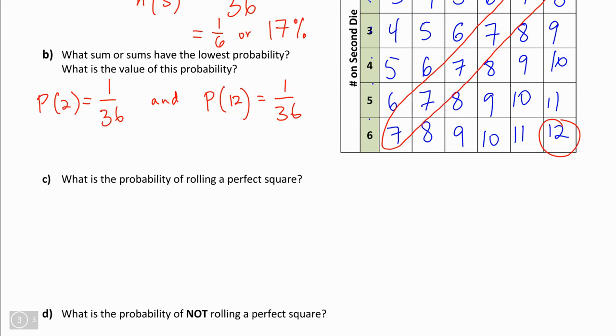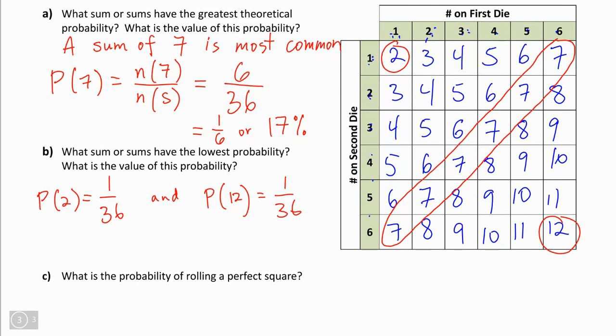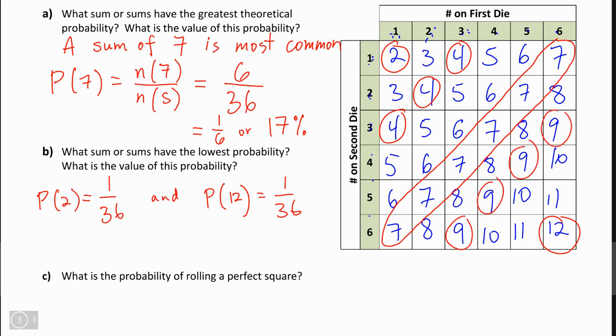Part C, what is the probability of rolling a perfect square? Oh, what's a perfect square? You have to remember a little bit of mathematics. So perfect squares are numbers that have a factor that, if I square it, I get that original number. I'm thinking about the number 4. 4 is just 2 squared, so 2 times 2 is 4. And then you have 9, so 3 times 3 is 9. Okay, no other numbers here are perfect squares. So it's just 4 and 9.